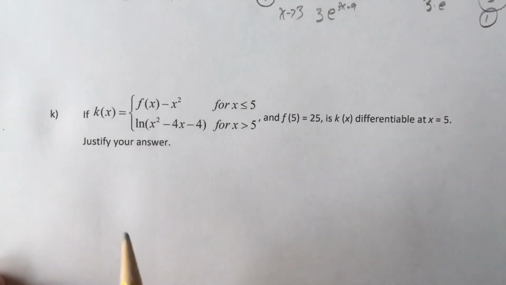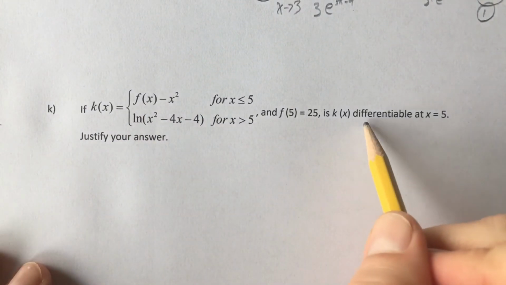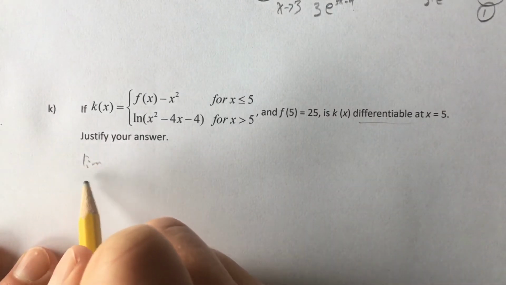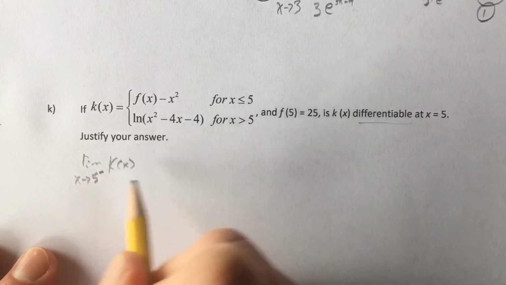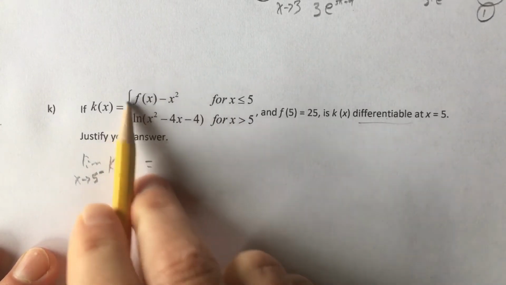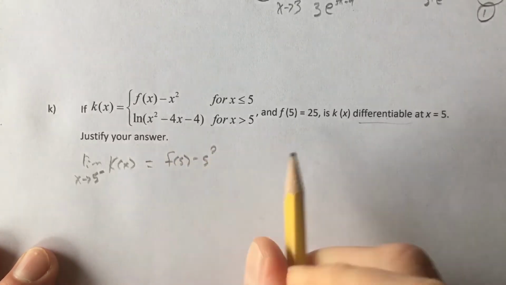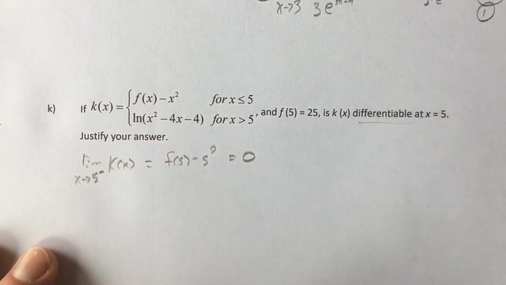K gives us a piecewise function and wants to know if it's differentiable. So before we can talk about differentiable, let's see if it's continuous. Let's show the limit of k of x as x approaches 5 from the left. That would be the top part. So that's going to be f of 5 minus 5 squared. F of 5 was 25, so it's going to be 25 minus 25, which is 0.